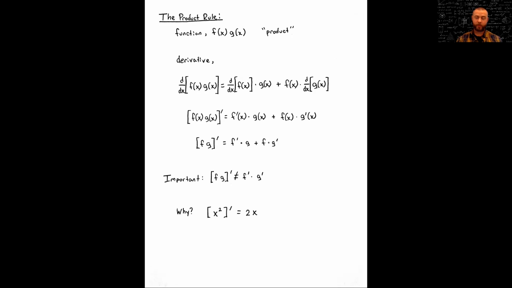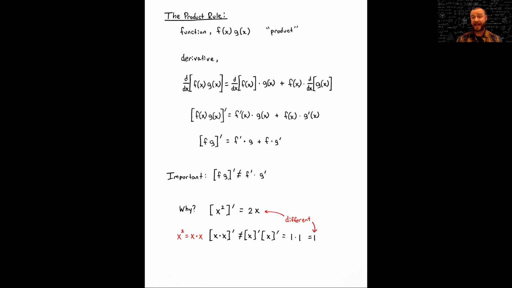Okay, so let's keep it informal. We'll write derivatives in prime notation. Suppose I ask you, what is the derivative of x squared? Power rule gives it just as 2x. So this is correct. Now what we want to do is rewrite x squared as a product to see why that statement for the product rule has to be false. So let's rewrite x squared as x times x.